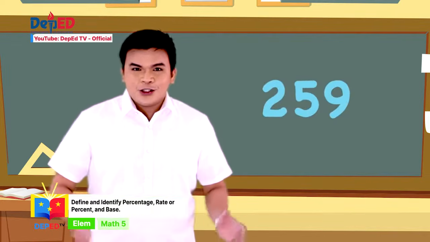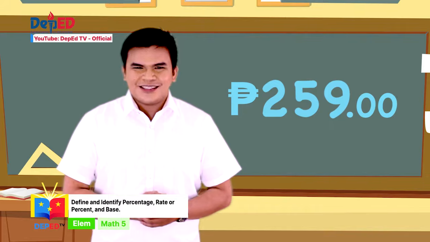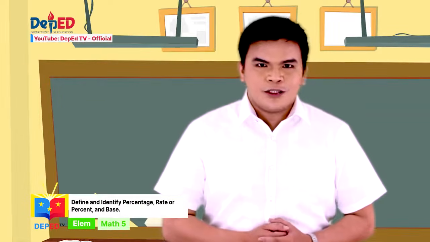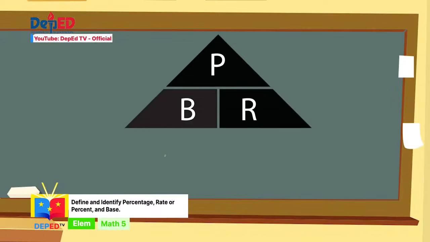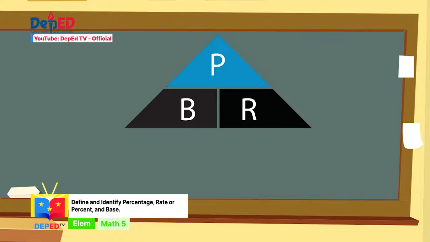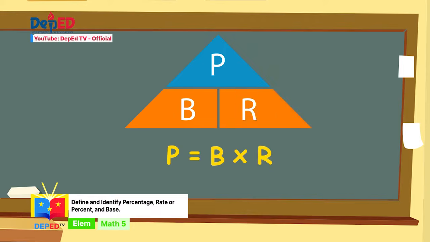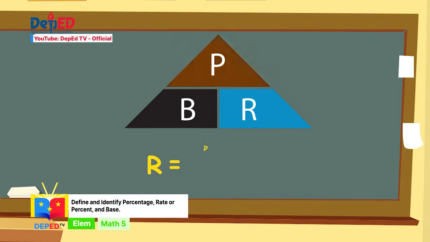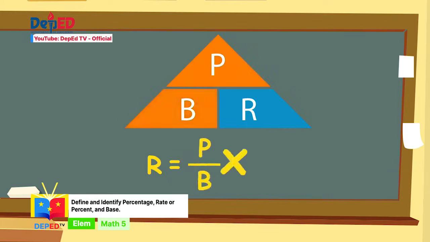I saved 259 pesos. We may also use Tekan's triangle, which is a strategy to remember the formula in solving problems involving percent. Percentage or part of a whole is on top, meaning P equals B times R. Rate or the number with percent symbol beside it is at the right because rate is percentage divided by base multiplied by 100.